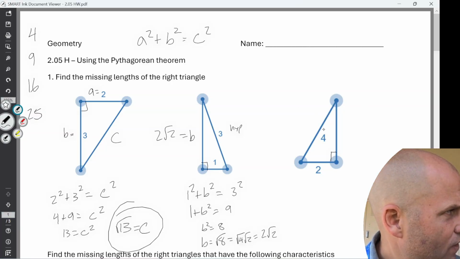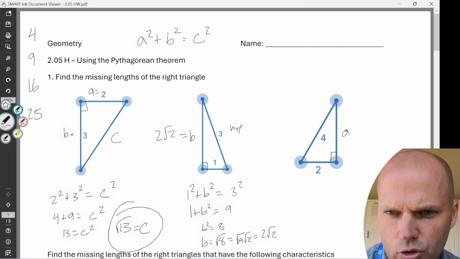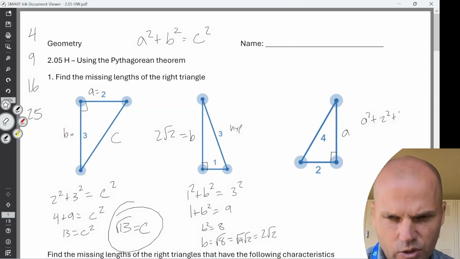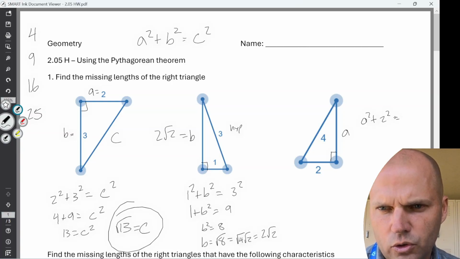In the third triangle, we have the hypotenuse of 4. We have a leg of 2. So again, you're trying to find a missing leg. Doesn't matter if it's A or B. A squared plus B squared equals C squared. A squared plus 2 squared equals 4 squared, or 2 squared plus B squared equals 4 squared.